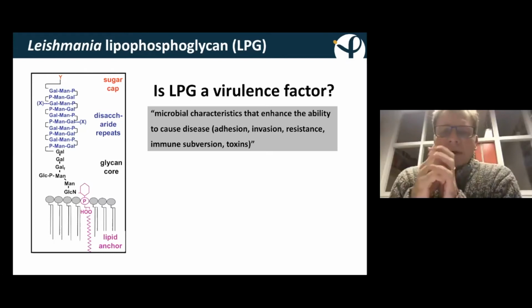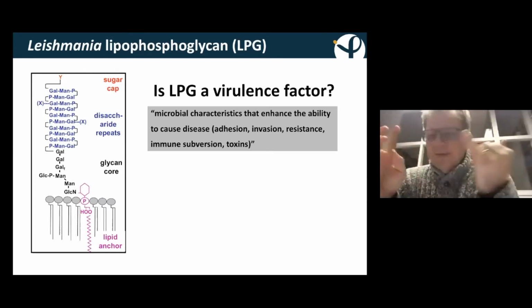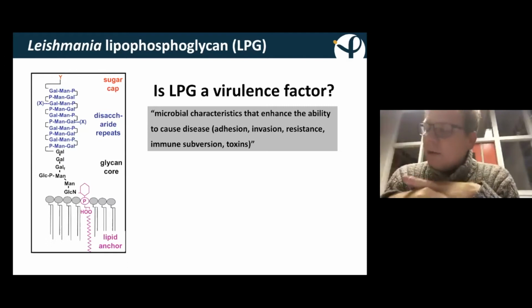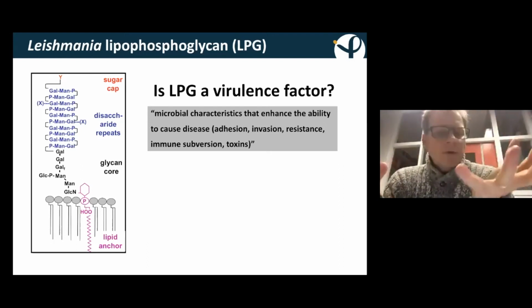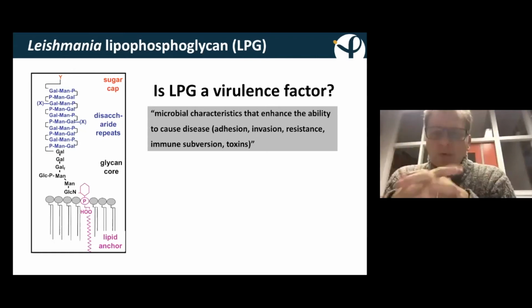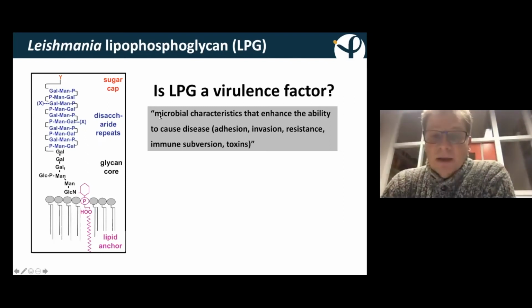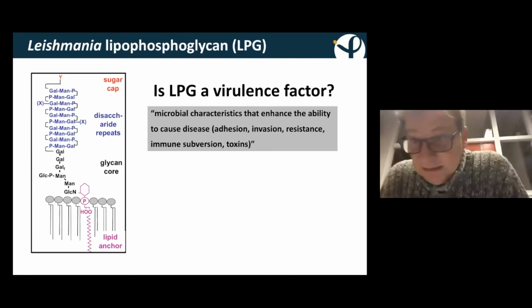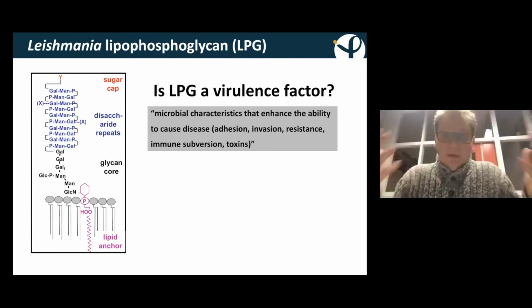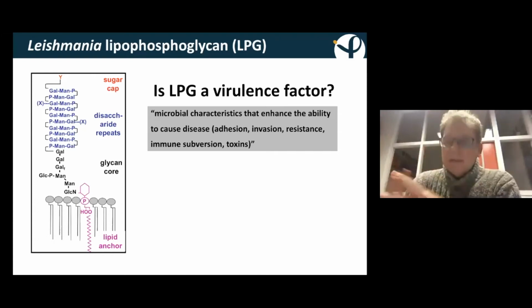So the first question that one can ask: okay, this is a very abundant, very smartly localized molecule. What's the role of this molecule in allowing these parasites to survive in the macrophage? And of course, this means the question, is this molecule LPG a virulence factor? Now, virulence factors are defined by microbial characteristics that can enhance the ability to cause disease. Anything that allows adhesion of a pathogen to a tissue, or allows it to invade a cell or resist an immune response and so on, can be considered a virulence factor.